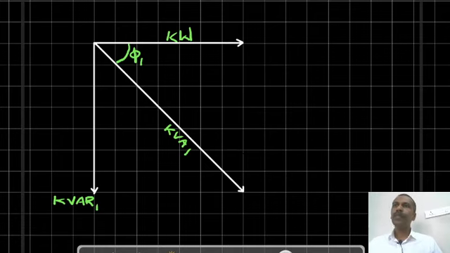The sides of the power triangle are redrawn here. This is our main vector, apparent power. It is kVA1, and this is resolved into two components. One is our active power kW, the other is our reactive power kVAR1. Now this is the initial condition of an inductive load. Now we will see how we can improve the power factor of this inductive load using a capacitor bank.